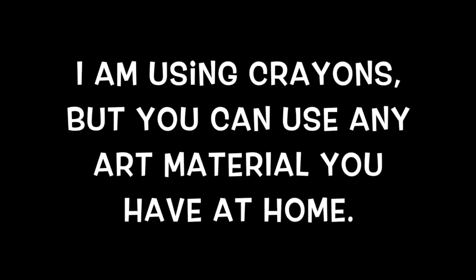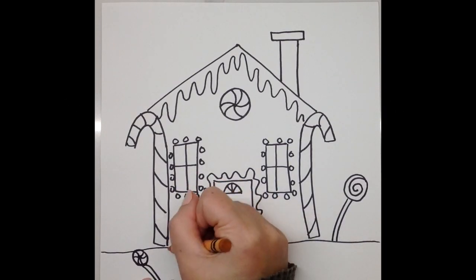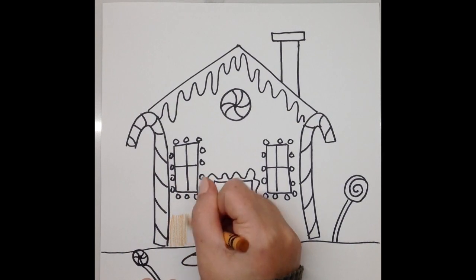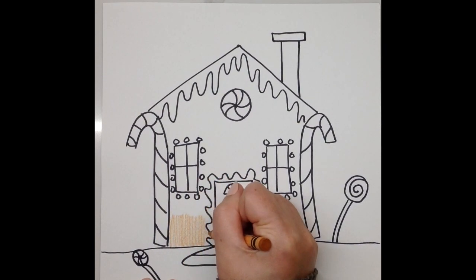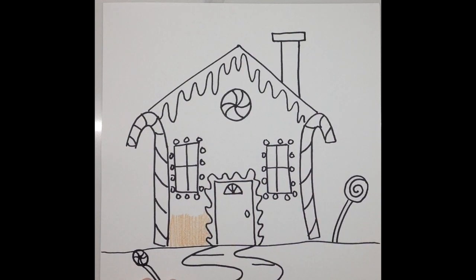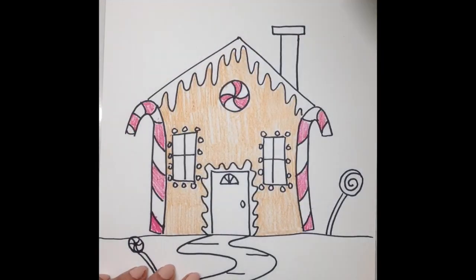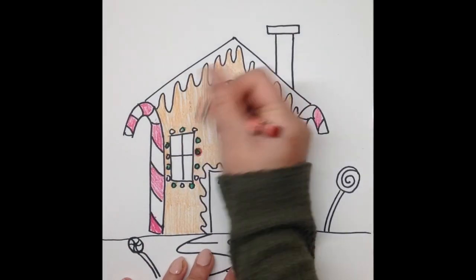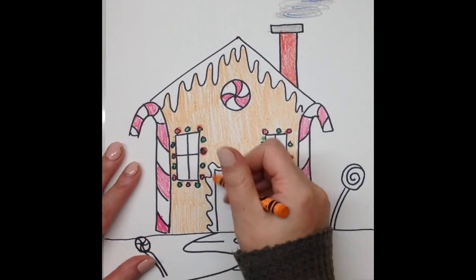Now it's time to color. Remember, I'm using crayons, but you can use any art material you have at home. You can choose any cookie color you have for the walls of your gingerbread house. Or if you prefer a rainbow color, you can do that as well. Choose bold, vibrant, eye-catching colors to fill in all the candy details on your artwork.